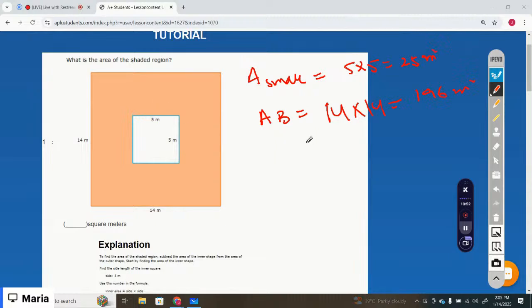So you have to subtract the area of the small square out of the area of the bigger one, right? Then that would be the area of the shaded region. You need to subtract the area of the bigger square minus the area of the smaller. So 196 minus 25 equals 171. So the correct option is 171 square meters. Got it?